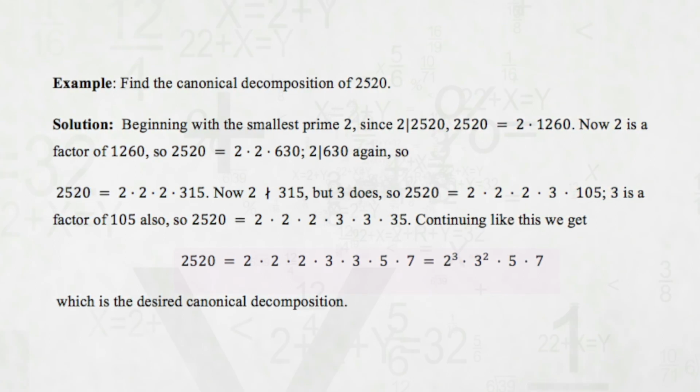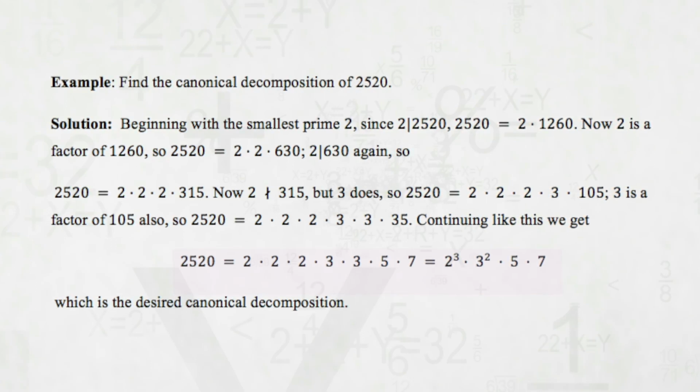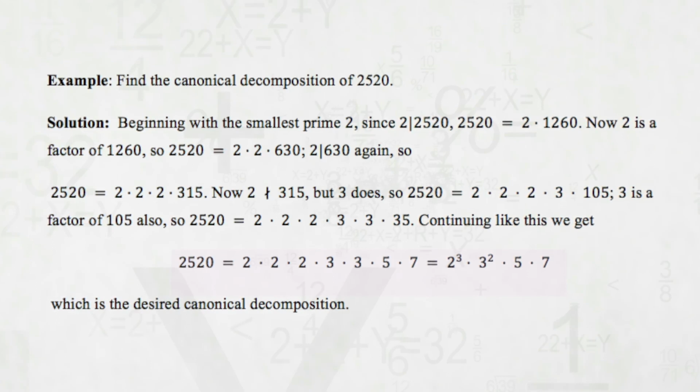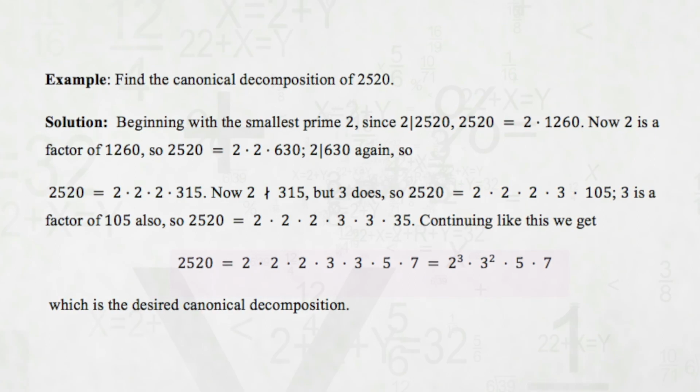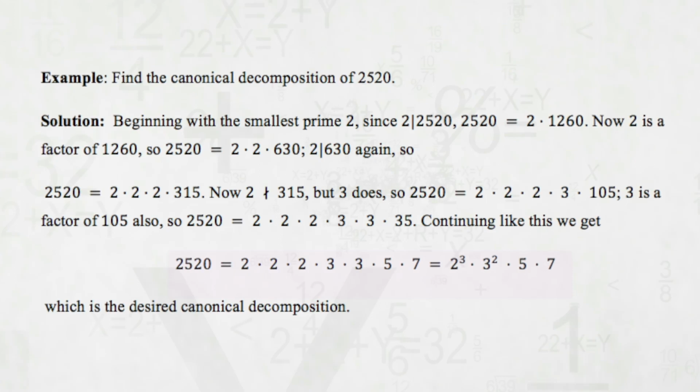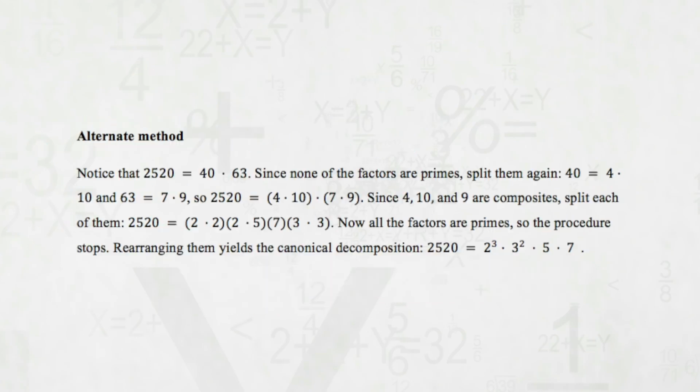So 2520 can be written as 2 multiplied by 2 multiplied by 2 multiplied by 3 multiplied by 105. 3 is a factor of 105 also. Therefore, 2520 can be written as 2 power 3 multiplied by 3 power 2 multiplied by 35. Continuing in this way, we at last get 2520 equals 2 cube multiplied by 3 square multiplied by 5 multiplied by 7. That is our desired canonical decomposition.